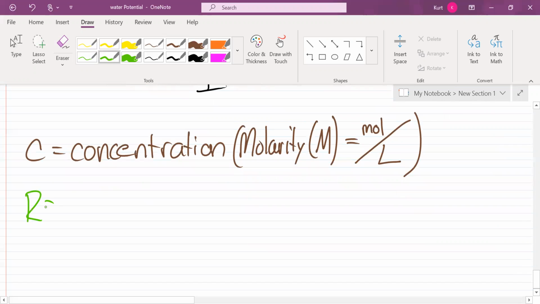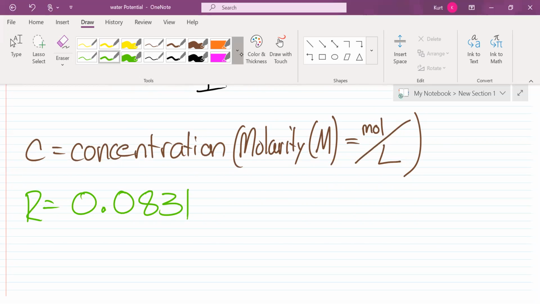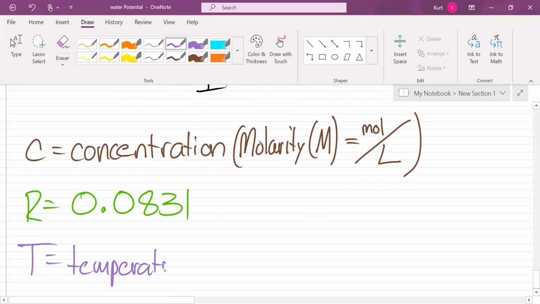R is a constant. You don't need to worry about trying to find it or make sense of it. It's just 0.0831. That's it. Just know that it's 0.0831. You'll be provided that on the formula sheet. And then lastly, we have T. Stands for temperature in Kelvin.